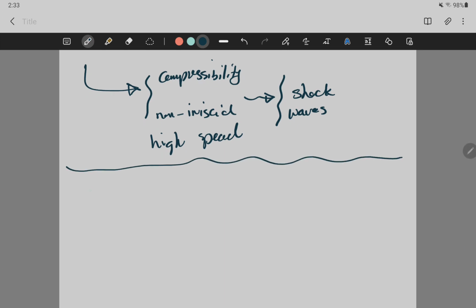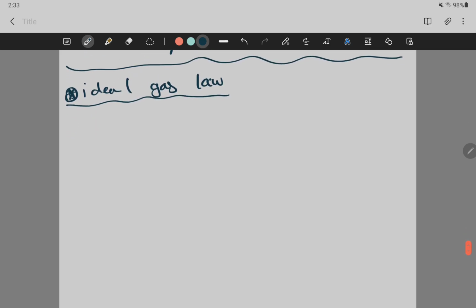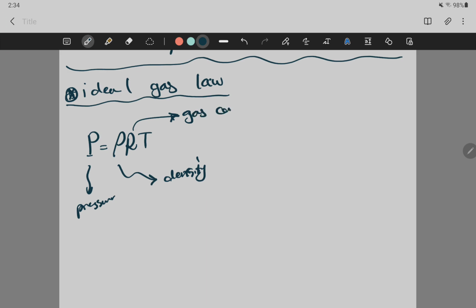But again, we always start with the ideal gas law. We always assume that the air inside your propulsion system is an ideal gas, and we have the ideal gas law relationships for it. This is your pressure, just a reminder, density, gas constant, and temperature of the system.